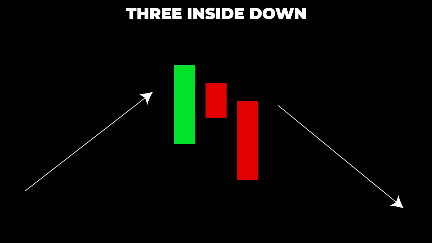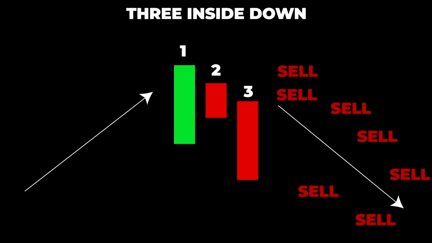The relationship of the first and second candlestick should be of the bearish harami candlestick pattern that we mentioned in previous episodes. And here, if you see the three inside down candlestick pattern appear after an uptrend, you are expecting a downtrend to happen soon. So be prepared for the downtrend. You can sell or you can short.